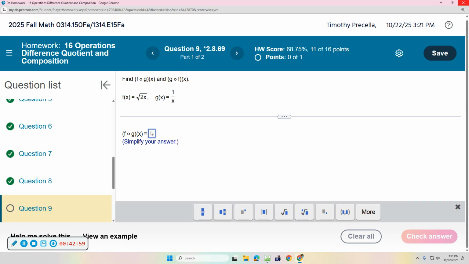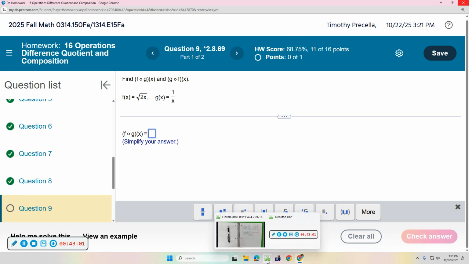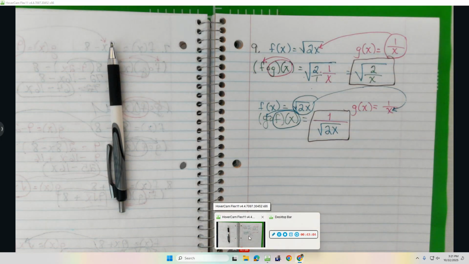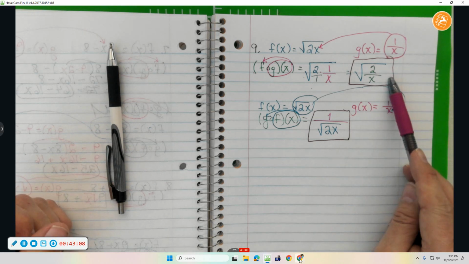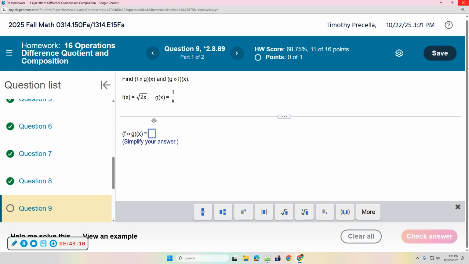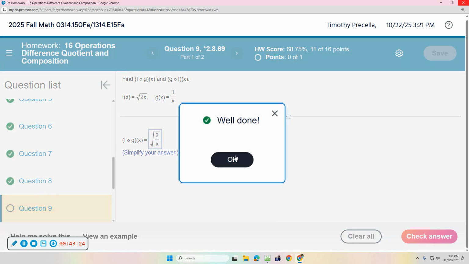So you want to type those in? For f composed with g, what am I going to type first? I want to type in this answer here. What will I click first? The square root. That's right. And then I'm going to put a fraction hot button just to make sure that I type what I want to type. So the 2 goes on top, the x goes on bottom.